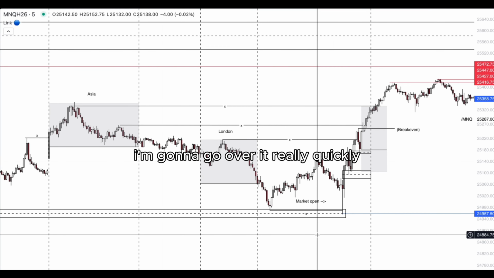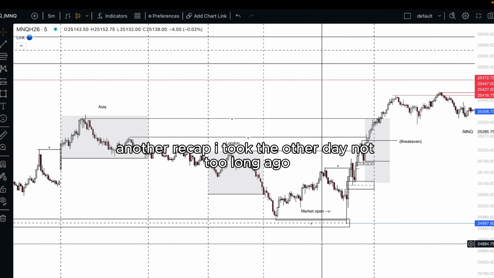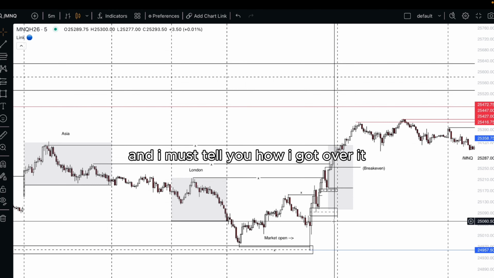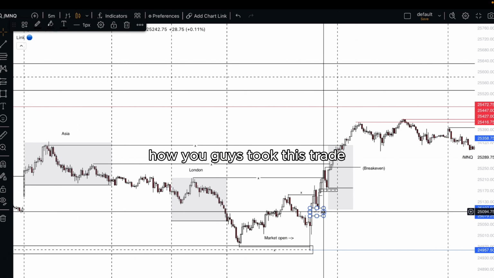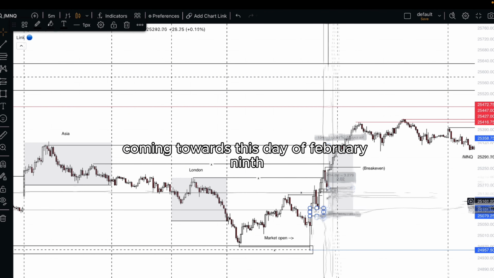This is another trade recap. I'm gonna go over it really quickly. Let's get to it. Another recap I took the other day, not too long ago, but you guys probably remember the day of February 9th. I'm gonna tell you how I got over it, and tell me in the comments below how you took this trade, or what your bias was coming towards this day of February 9th.